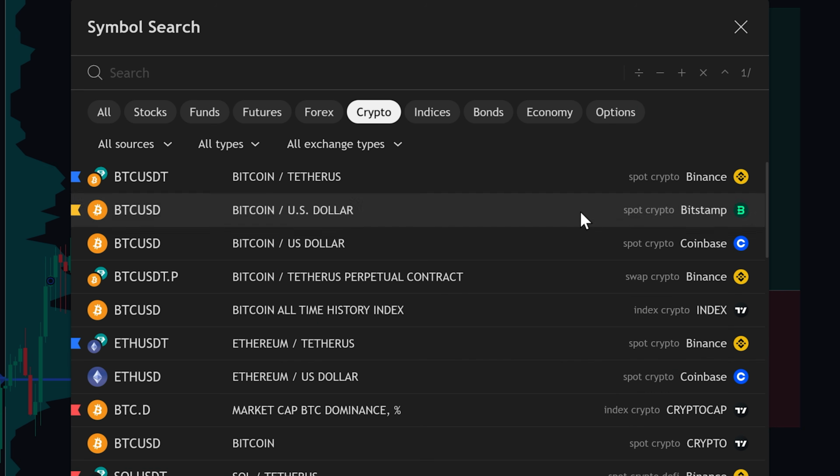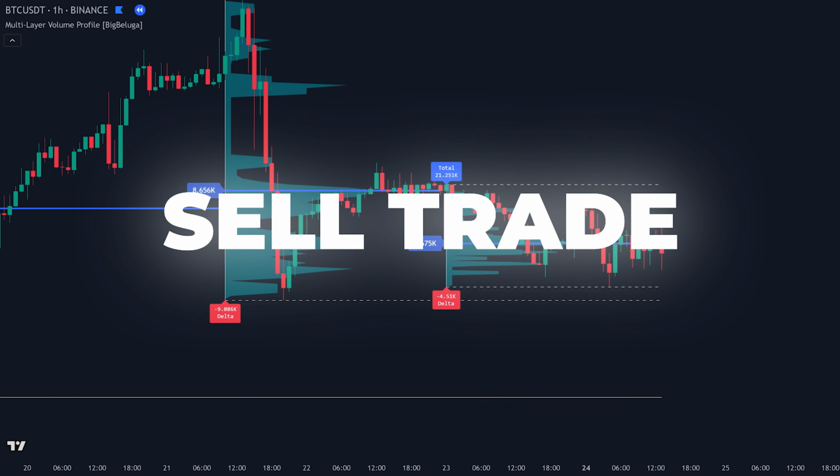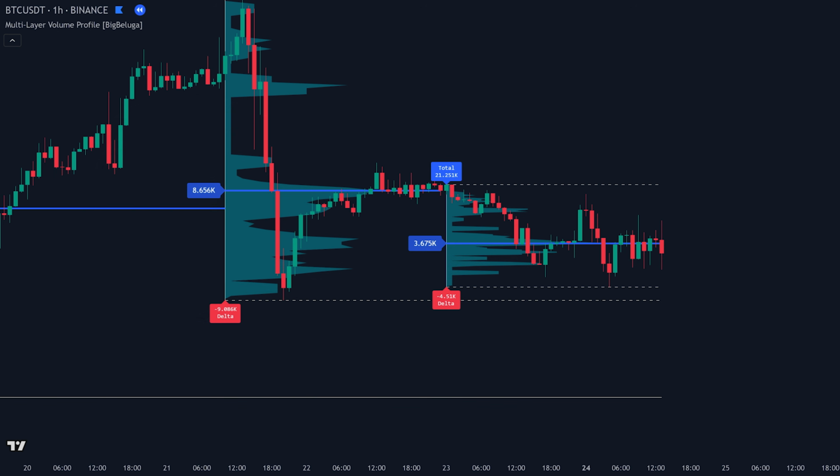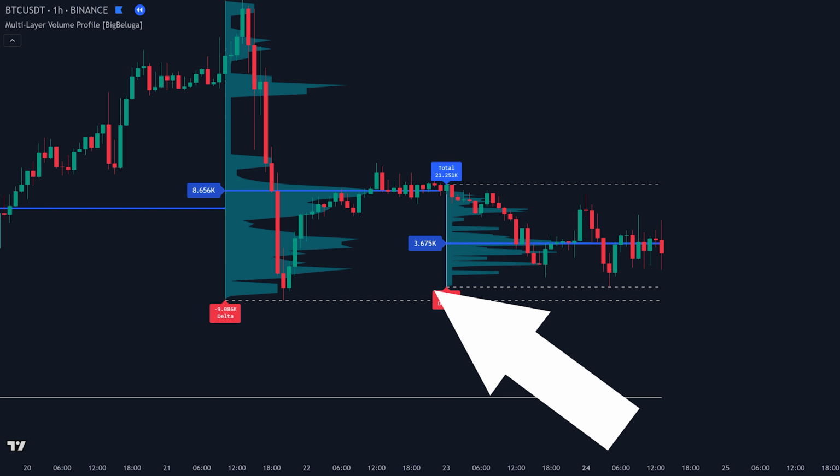Let's switch to the Bitcoin chart for more trades. Here is a sell trade setup. This chart shows a clear bearish trend, and the multi-layer volume profile makes that weakness easy to spot. Look at the delta label at the bottom of the latest profile. It's bright red, telling us sellers are in control.